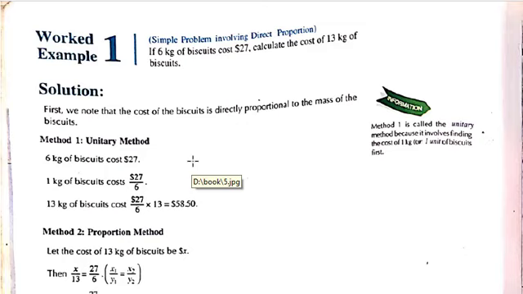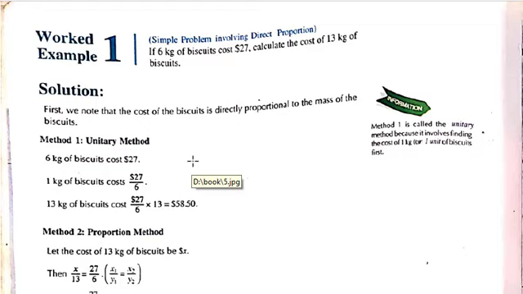Worked example 1. Simple problem involving direct proportion. One problem is given over here, and the example is already done by the unitary method and the proportion method. Because this is the direct and inverse proportion chapter, we are going to use the proportion method, and I will explain the proportion method over here. And next, you will get practice problems, but you have to solve them using the proportion method.